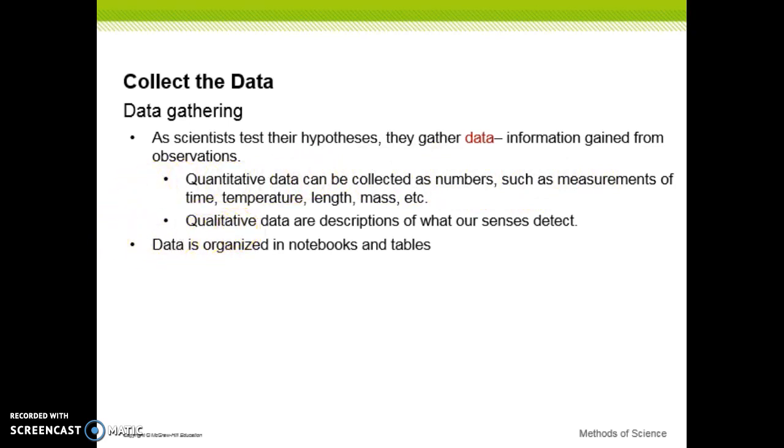Qualitative data are descriptions of what our senses detect. So, what am I smelling? What am I seeing? What am I hearing? And please, in the science lab, not what I'm tasting. Data is organized in notebooks and tables.